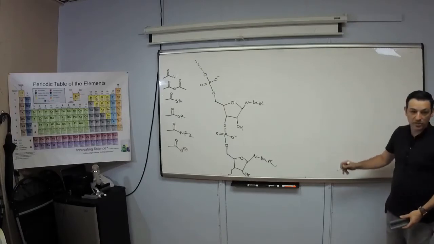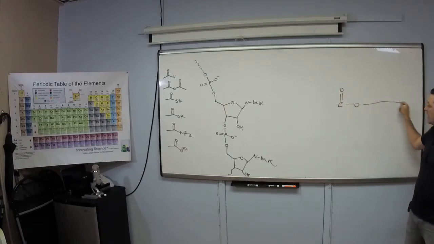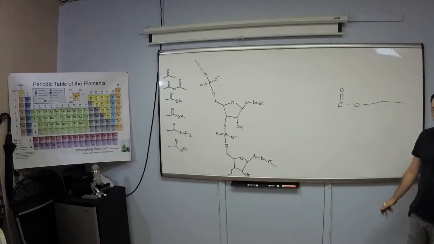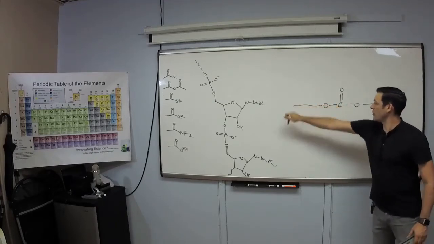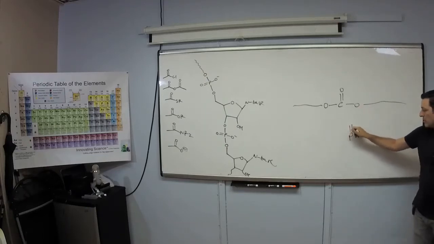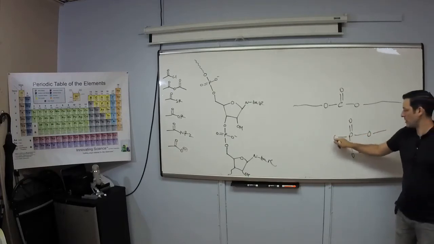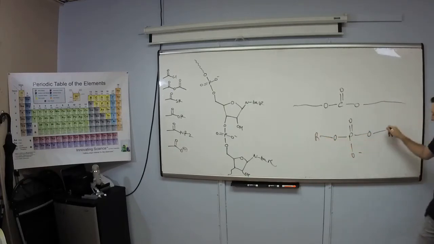What would be a diester? Well, here's a carbon, that's a carbonyl, and if they have an oxygen and then some carbon chain, that's an ester. What if on this side is an oxygen with another carbon chain? That's a diester. You see that carbonyl is a double ester? So wouldn't this be called a phosphodiester? Where this is some R group and this is some R group.